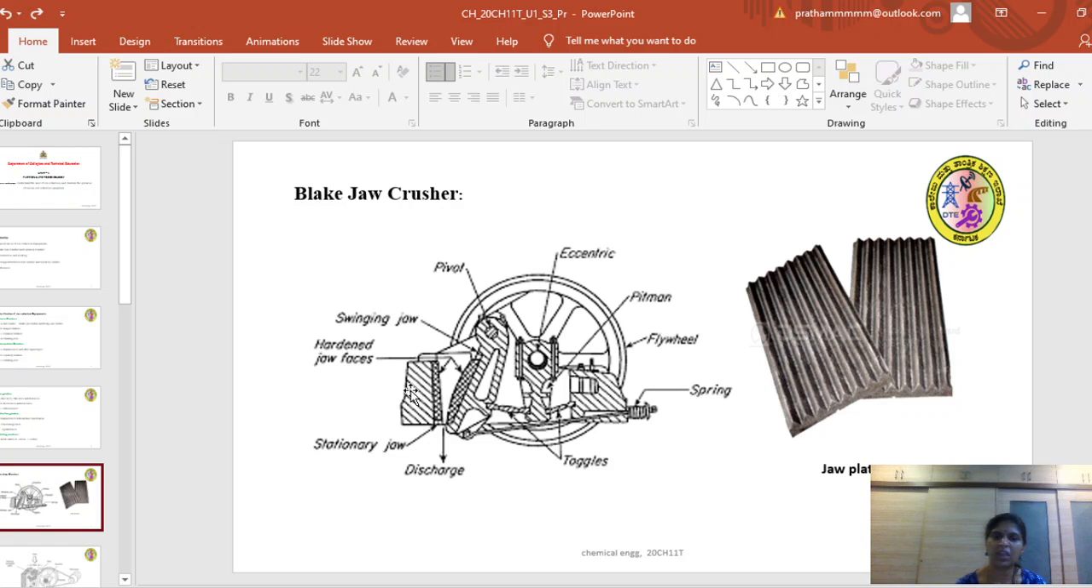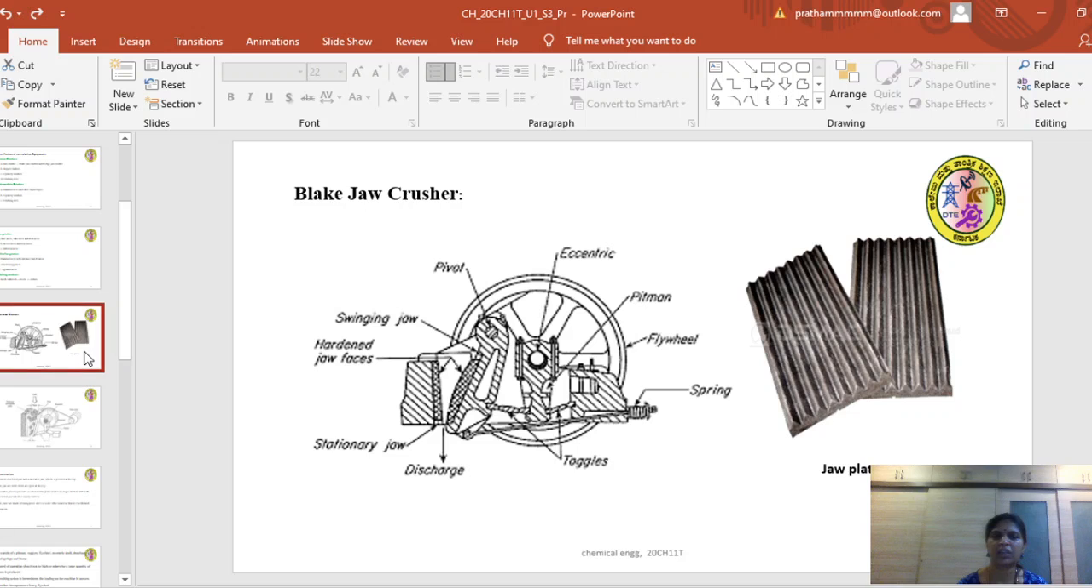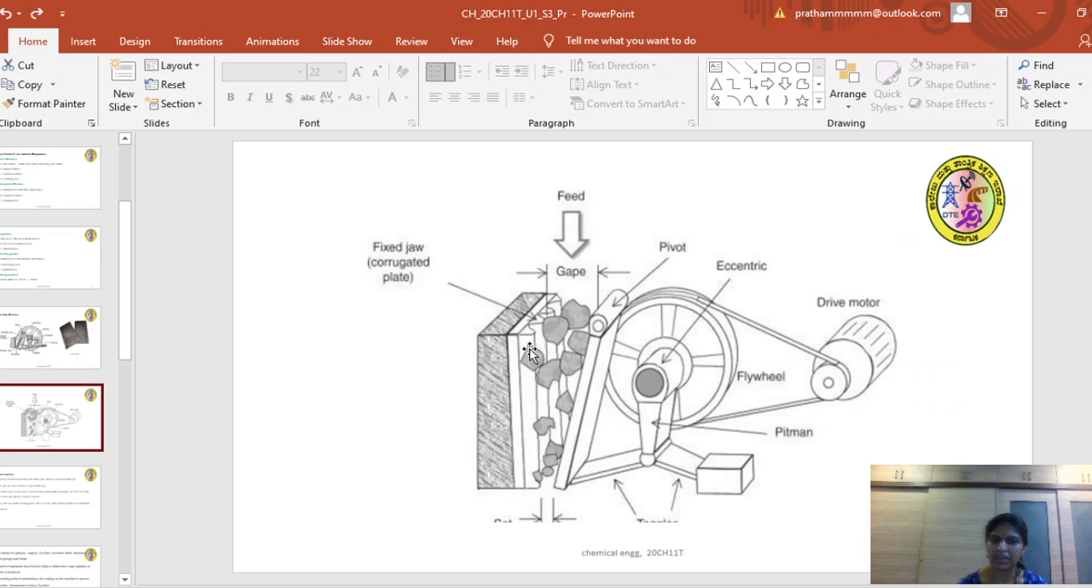Here I'll show one more figure so you can clearly understand. Just observe the jaws here. These are the jaws, and that's why we call it a jaw crusher, which is a Blake jaw crusher. You can see the corrugated plate. The left side is the fixed jaw and the right side is the mobile jaw. Both are set in such a way that they form a V shape at an angle of 20 to 30 degrees to give the product after crushing.